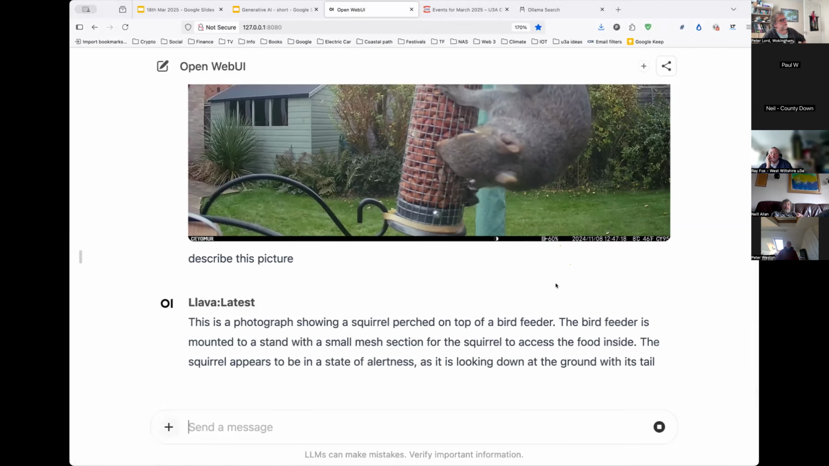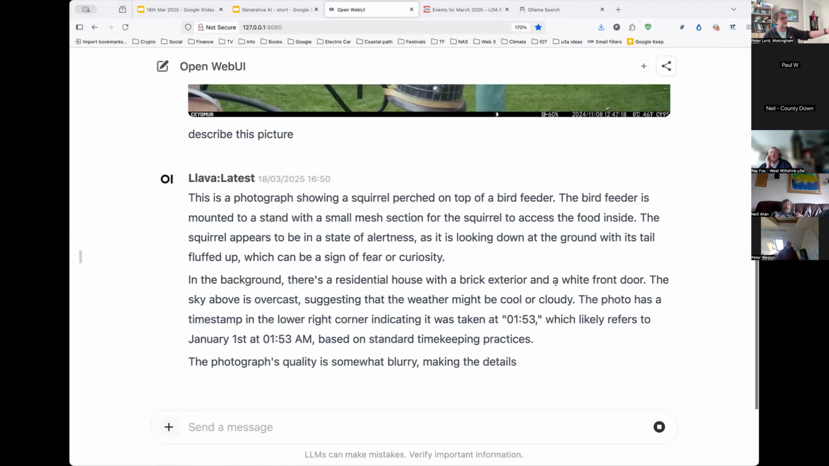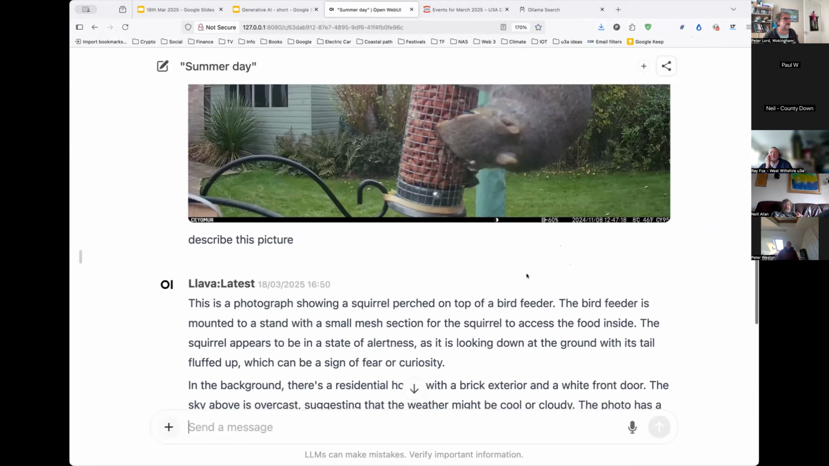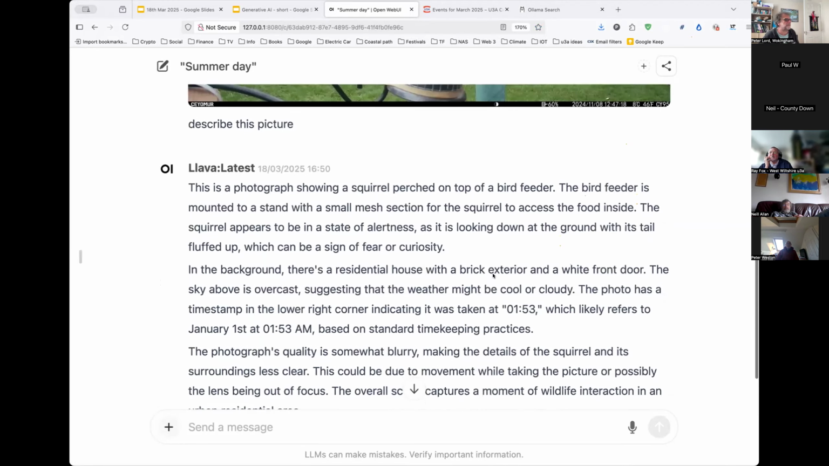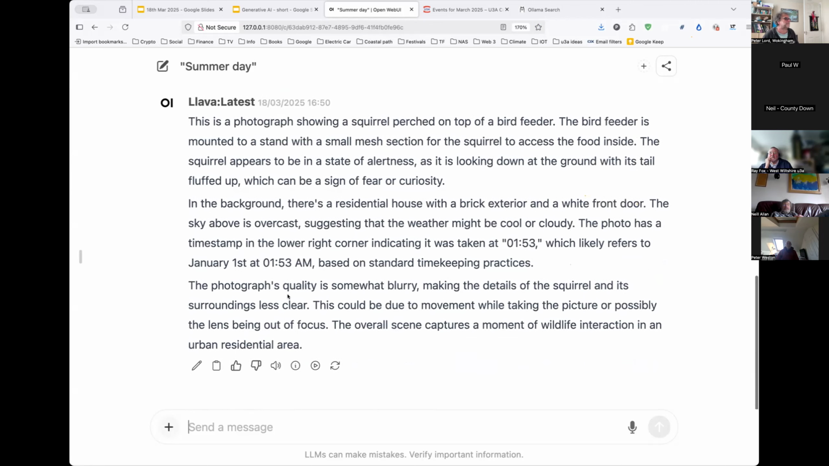This photograph shows a squirrel perched on top of a bird feeder, and it's actually gone to describe the background. It's actually figured out what time of day it was taken. Is that accurate? No, I don't know where it's got that from. January the 1st. So it has analyzed a picture and responded to the text prompt, multimodal.